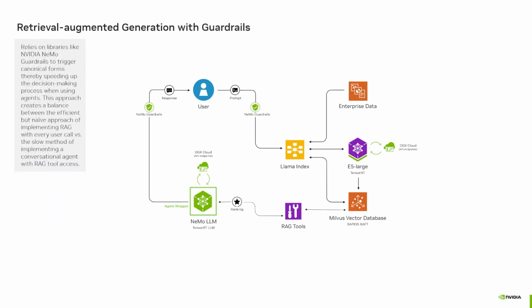The third example is RAG with guardrails, and it relies on libraries like NVIDIA's NeMo guardrails to help derive user intent, which assists agent-assisted RAG pipelines to speed up the chain of thought. This approach offers a balance between the efficient classic approach of implementing RAG with every user call versus the slower method of implementing a conversational AI agent with RAG tool access.